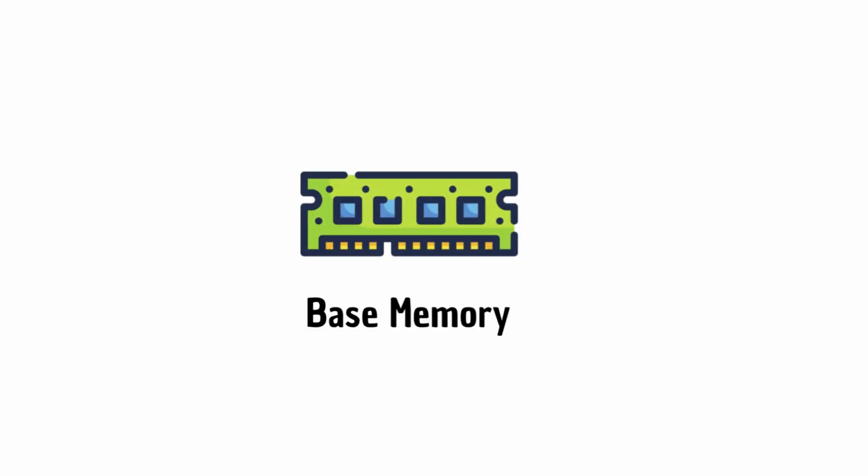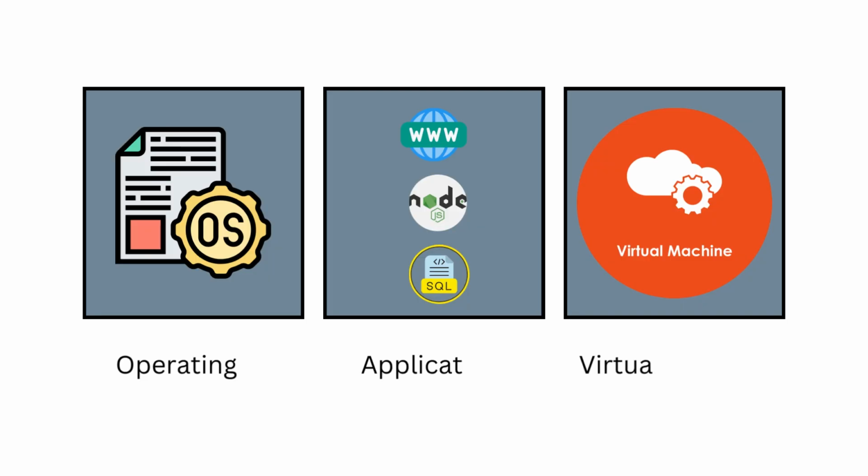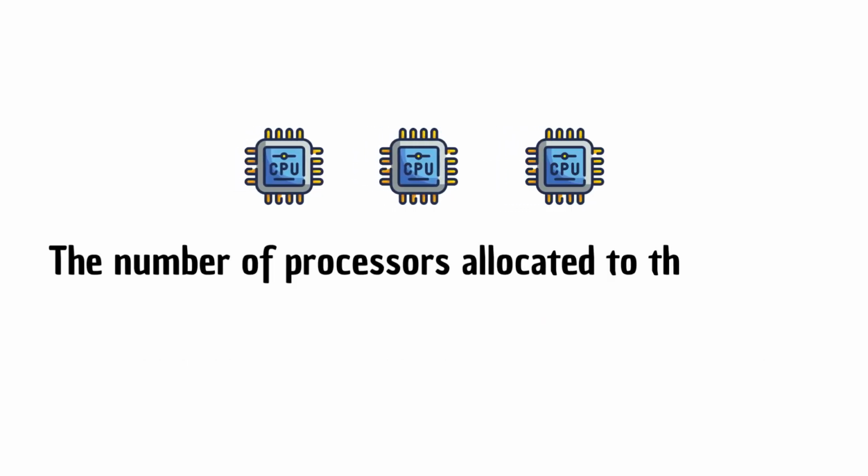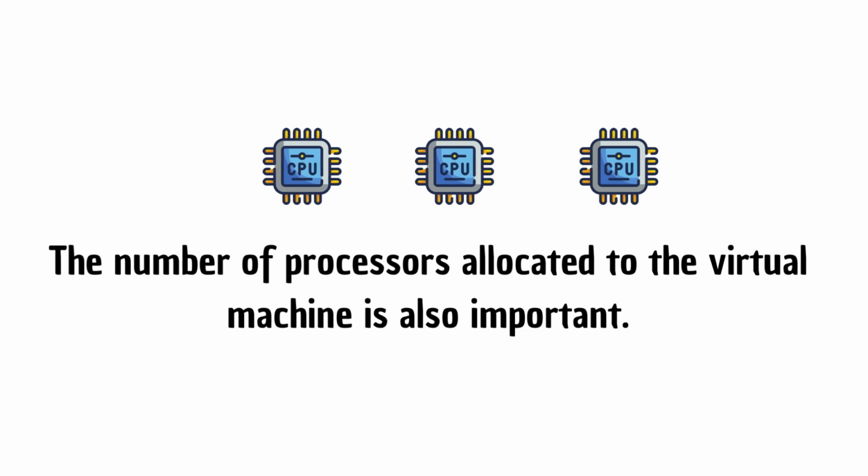The next important thing is the amount of base memory. The amount of base memory required for a virtual machine will depend on several factors, such as the operating system being installed on the virtual machine, the type of applications you will be running, and the workload of the virtual machine. The number of processors allocated to the virtual machine is also important.